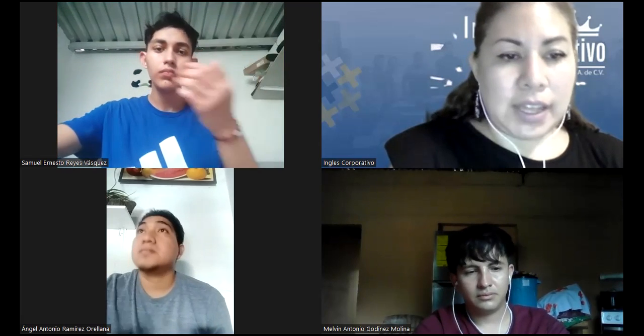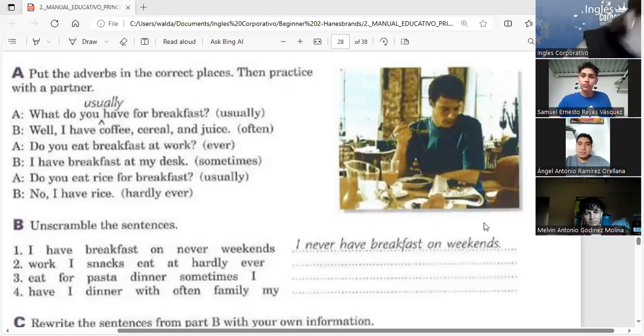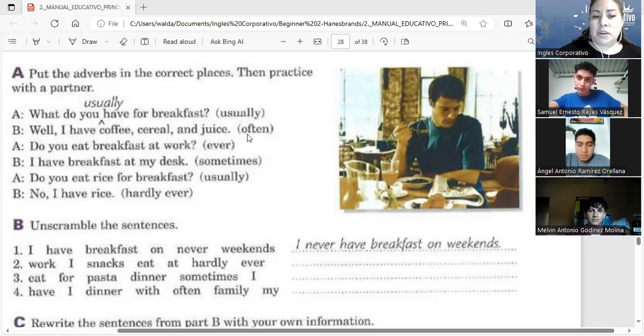Okay, so these are the exercises that we're going to be doing. Well, not together, but I need you to do. It says here, put the adverbs in the correct place, then practice with a partner. So we're going to put these adverbs of frequency, like usually, in the correct place. For example, what do you usually have for breakfast? Notice that we put the word usually right here. Then you have to also put often, ever, sometimes, usually, hardly ever in the correct place.